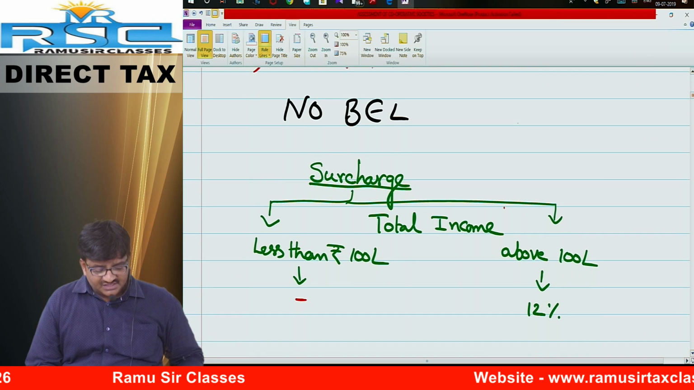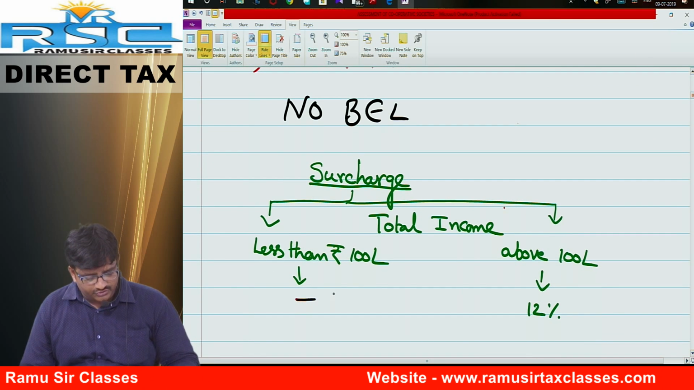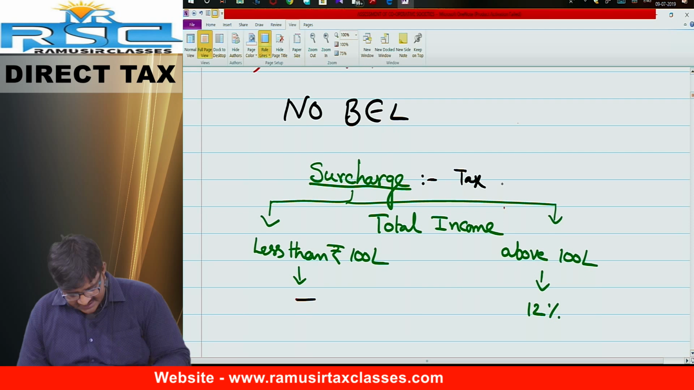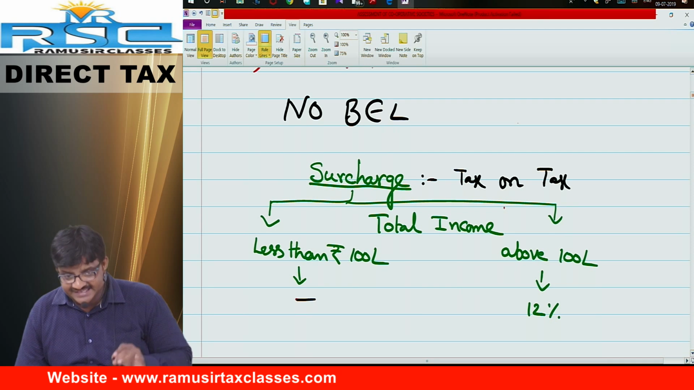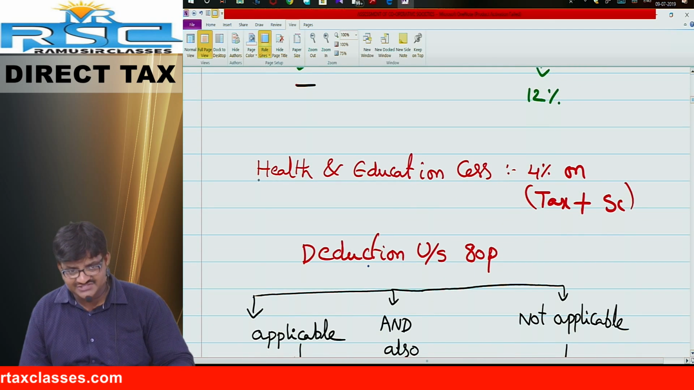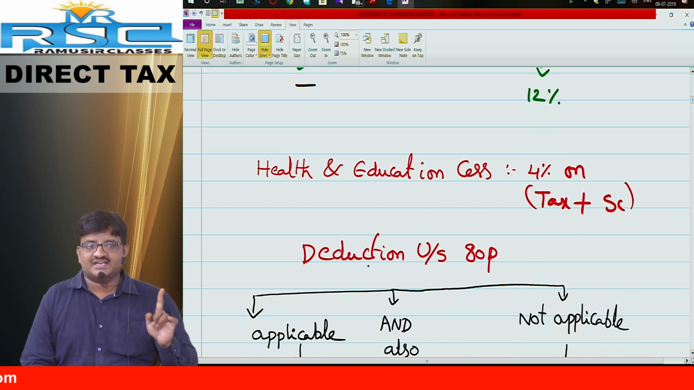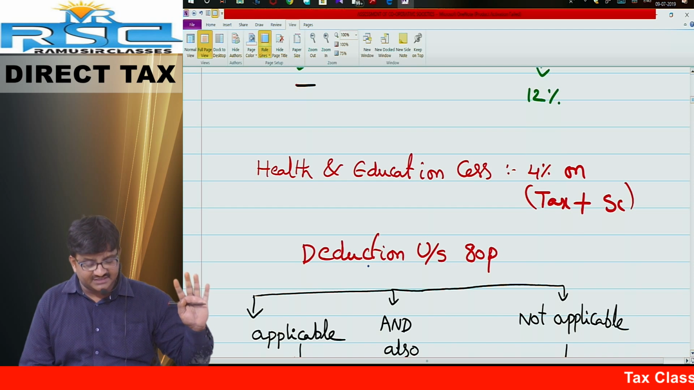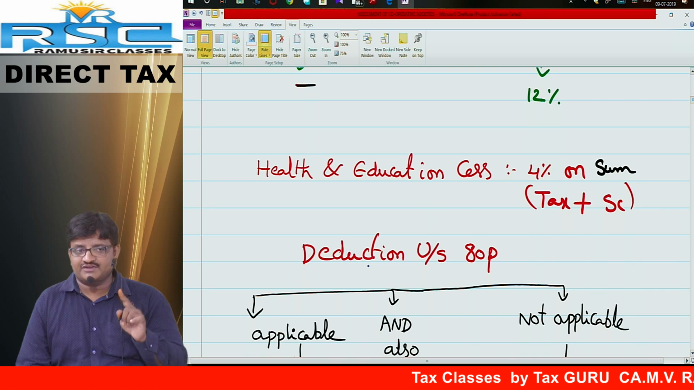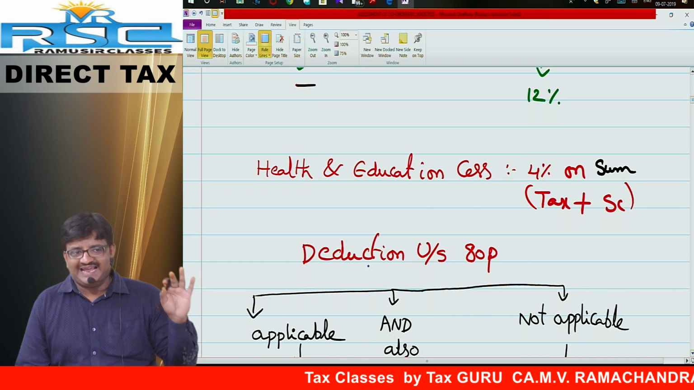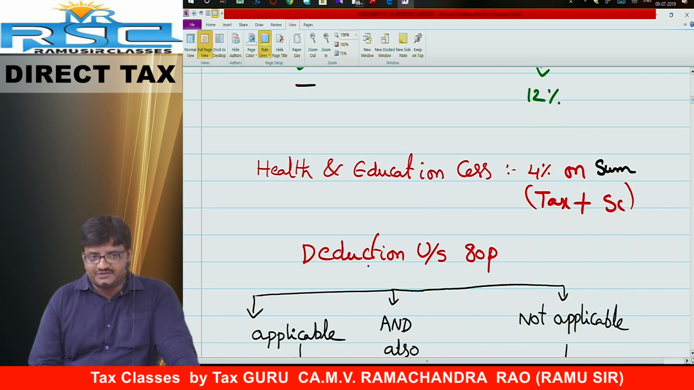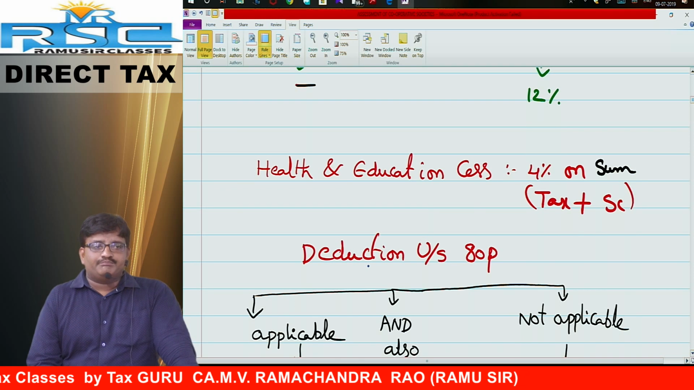Next, as I told you earlier, up to 1 crore, no surcharge. Above 1 crore, 12% surcharge is applicable. Surcharge is none other than tax on tax, tax on income tax. Surcharge is also applicable for cooperative societies. Friends, last one, health and education cess is 4%. I repeat, 4% on the sum of total tax plus surcharge. Friends, these are the tax rates applicable for cooperative societies. Next, deduction is applicable.